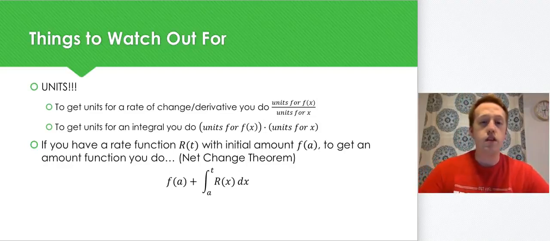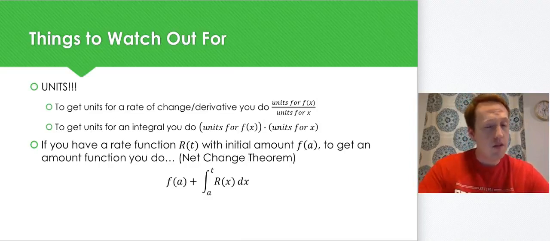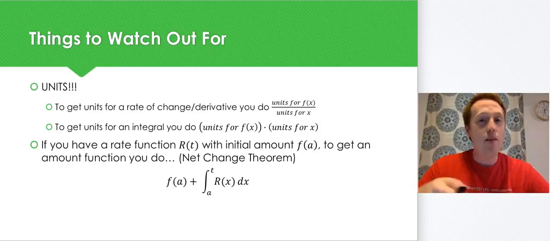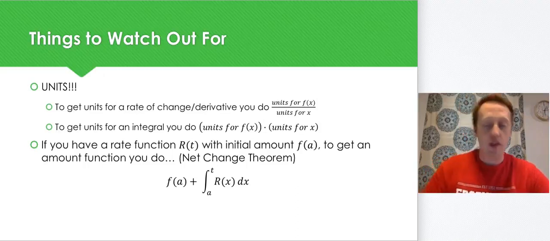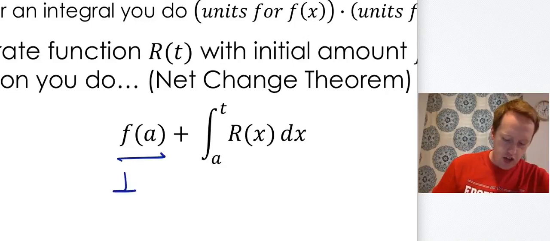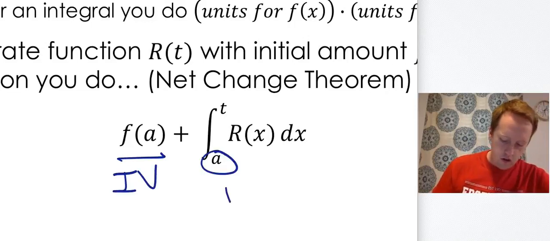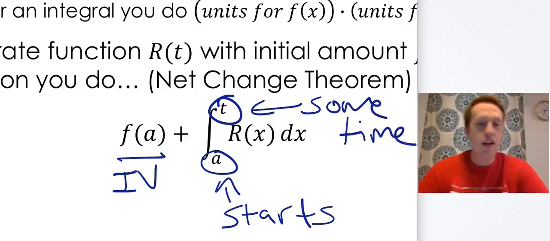If you have a rate function with initial amount f of a to get an amount function, then you do net change theorem, which is going to be that initial value plus the integral. So what I'm being very specific about this one is, it's not I'm getting the amount at some time. It's to get a function at any amount I want. Note this upper bound, right? So this says starting here, there's your initial value. This is where the system starts, up to some time t.